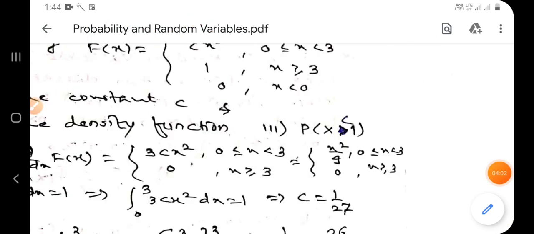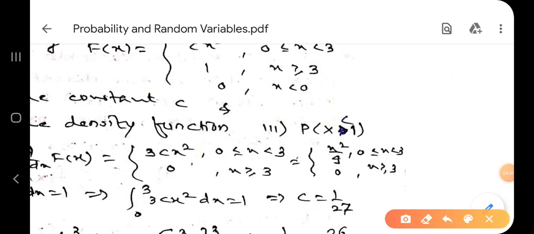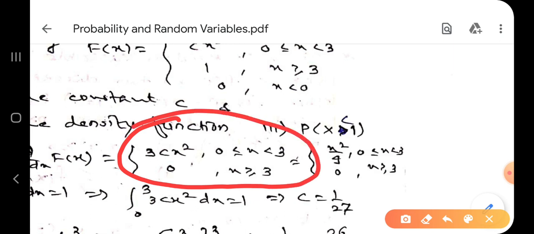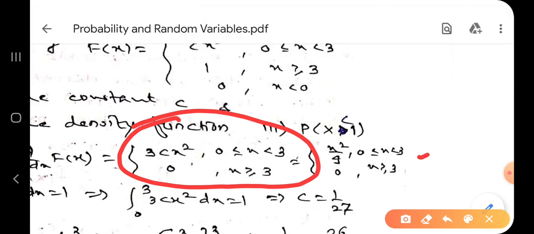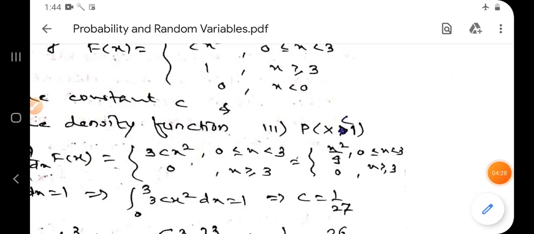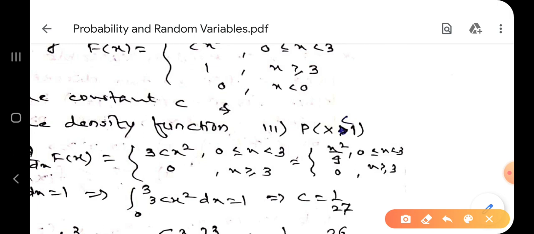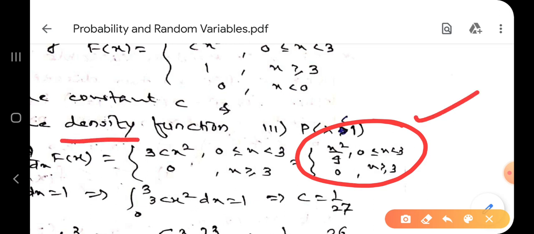Now put the value of c in your small f of x, in this term: 3c x square between 0 to 3 and 0 for x greater than or equal to 3. Substitute 1 by 27 here. We get x square by 9 between 0 to 3 and 0 if x is greater than or equal to 3. Understood? So this is the value of f of x, and we found c also. This is your density function, and this gives the answer of the second question also. Density function means x square by 9 for 0 to 3 and 0 for x greater than or equal to 3.